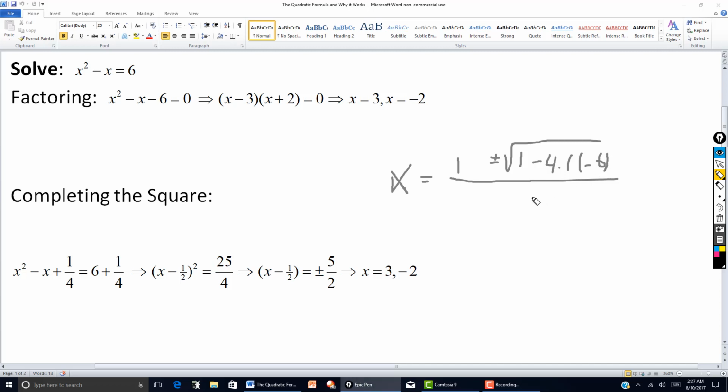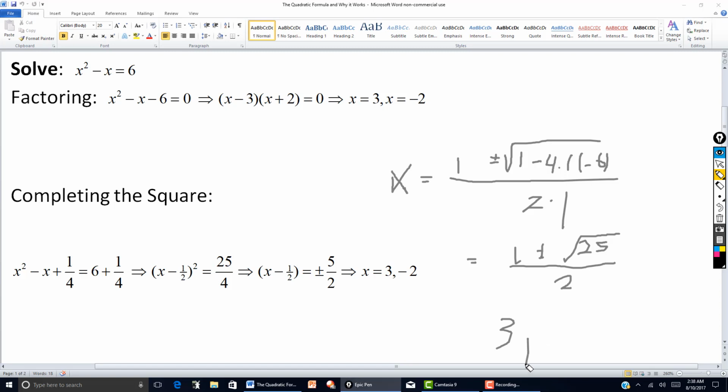Okay, so what do we have then? We have 1 on top plus or minus the square root of, and then negative 6 times negative 4 is 24, and 1, that's 25, over 2. We know the square root of 25 is 5, so 1 and 5 is 6 divided by 2, gives me a 3. And then 1 minus 5 is negative 4 divided by 2 is negative 2. So we get the same answers.